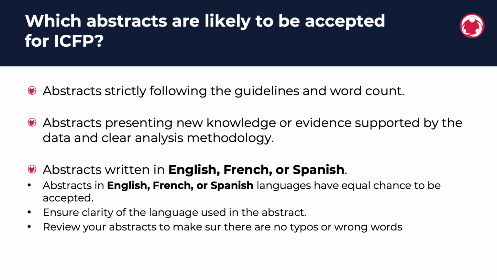The Abstract Selection Committee tries to prioritize abstracts presenting new knowledge or evidence. Findings should be supported by the data, and a clear methodology should be presented, irrespective of the language in which the abstract is written. Abstracts in English or French languages are all treated equally. Ensure clarity of the language used in the abstract, and review your abstracts to make sure there are no typos or grammatical errors. It is okay to have someone review your abstract for English or French language editing.